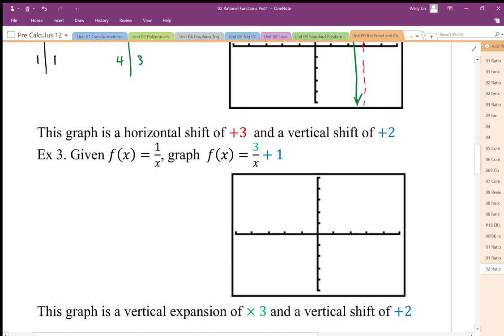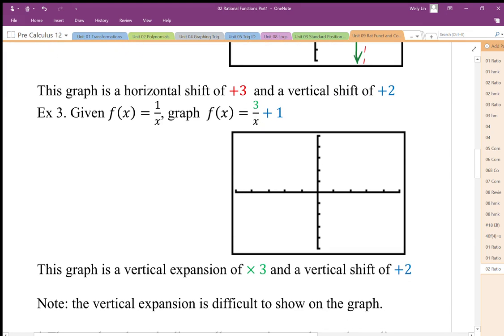Here we have a vertical expansion. So that 3 represents a vertical expansion. So I'm going to just do my shifts first. The vertical asymptote does not change. I know my horizontal asymptote is going up +1. Now my two points of reference, (-1, 1) and (+1, 1), we have to make sure that we account for that transformation.